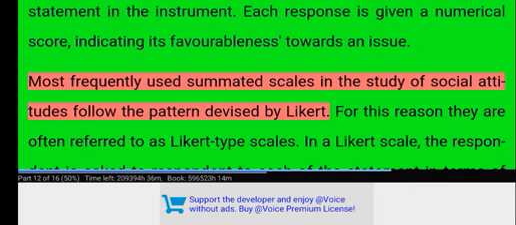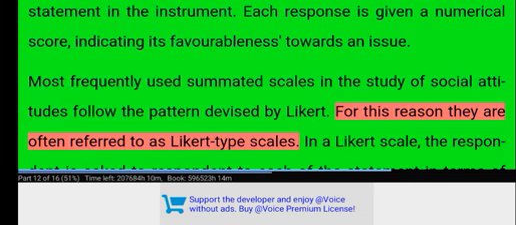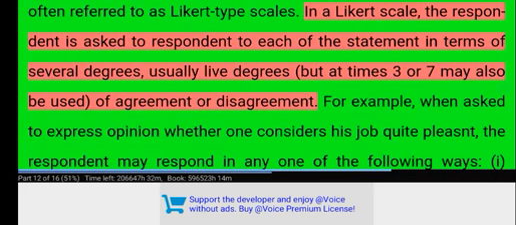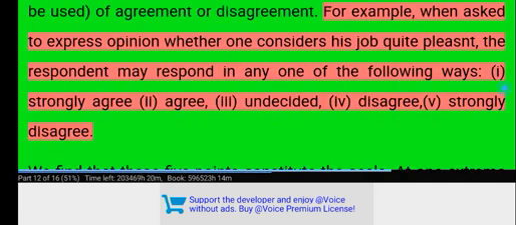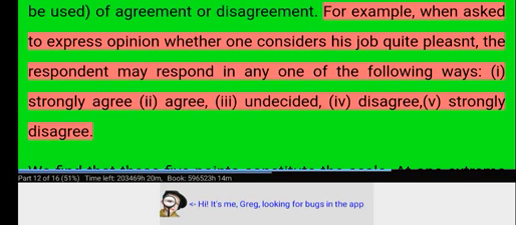Most frequently used summated scales in the study of social attitudes follow the pattern devised by Likert. For this reason they are often referred to as Likert-type scales. In a Likert scale, the respondent is asked to respond to each of the statements in terms of several degrees, usually five degrees, but at times 3 or 7 may also be used, of agreement or disagreement. For example, when asked to express opinion whether one considers his job quite pleasant, the respondent may respond in any one of the following ways.